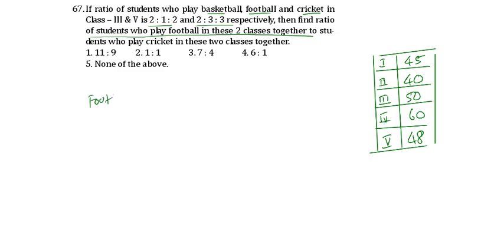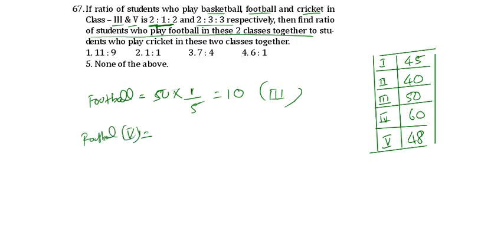Now football, first football of these 2 classes. Which class? Third class, fifth class. Third class 50. Football, out of 2 is to 1 is to 2, it is 1. So 50 into 1 by 5, that is 10. This is third class. Now fifth class football. Fifth class total students 48. Football means 3 by total 8, that is 18. This is fifth class. Total it is 28.